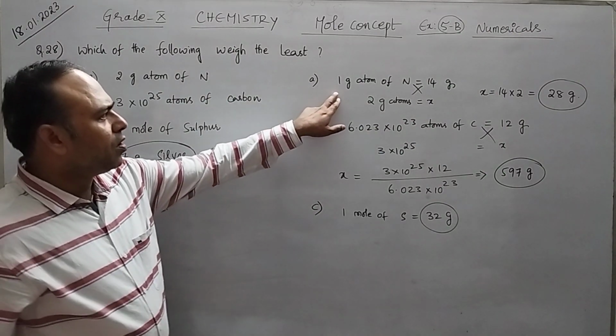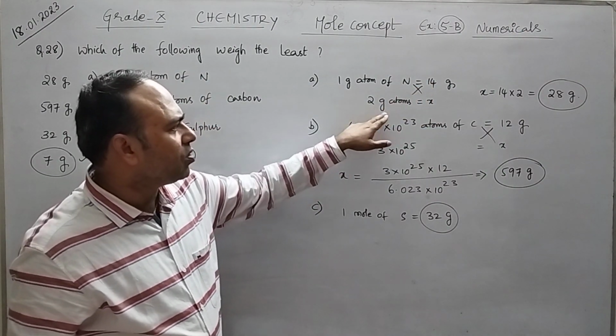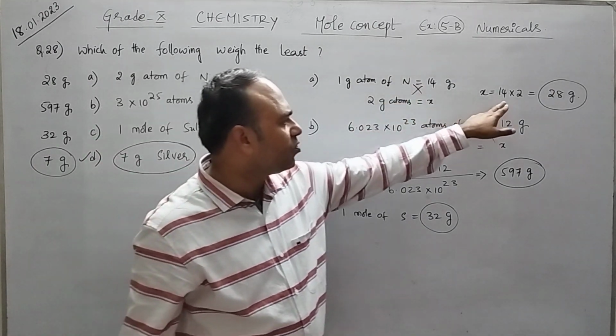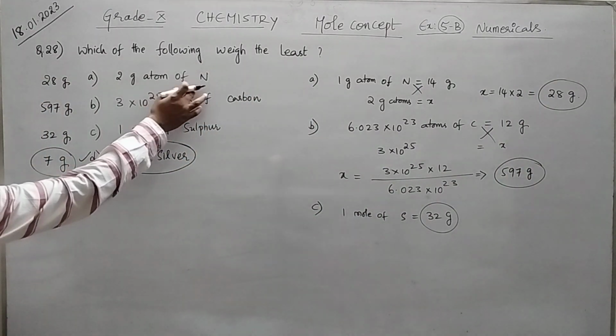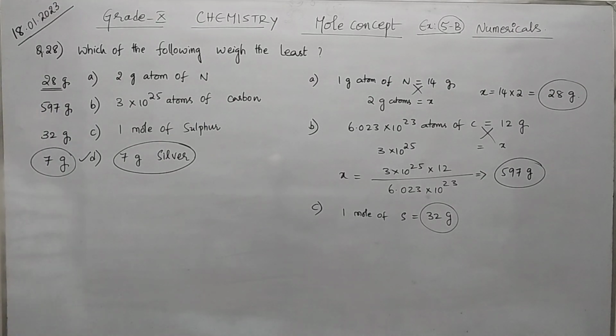First one, 1 gram atom, you know it is 14 grams. But they have given 2 gram atom. Take it as x. Cross multiply. What you get? X is equal to 14 into 2. Nothing but 28 grams. So 2 gram atom of nitrogen has a mass of 28 grams.